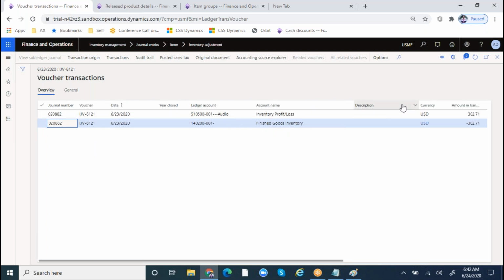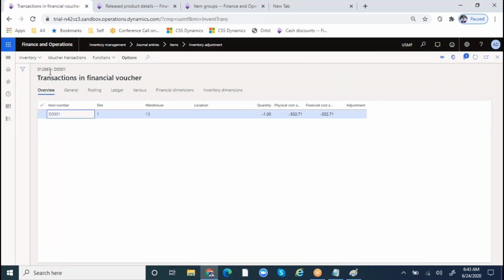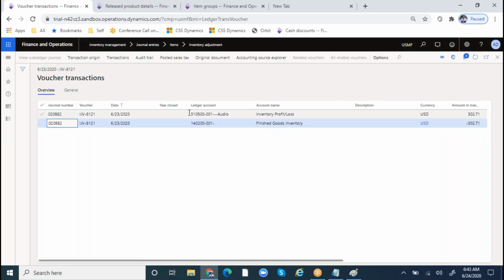Because apart from this one, if you are asking something, I may not know about that. So what about the physical voucher? This is a physical voucher. This is a voucher.